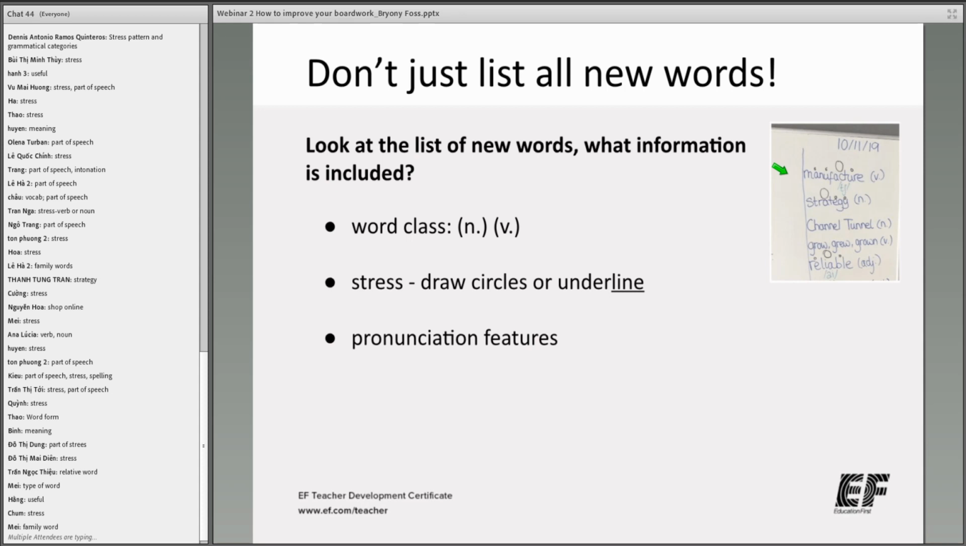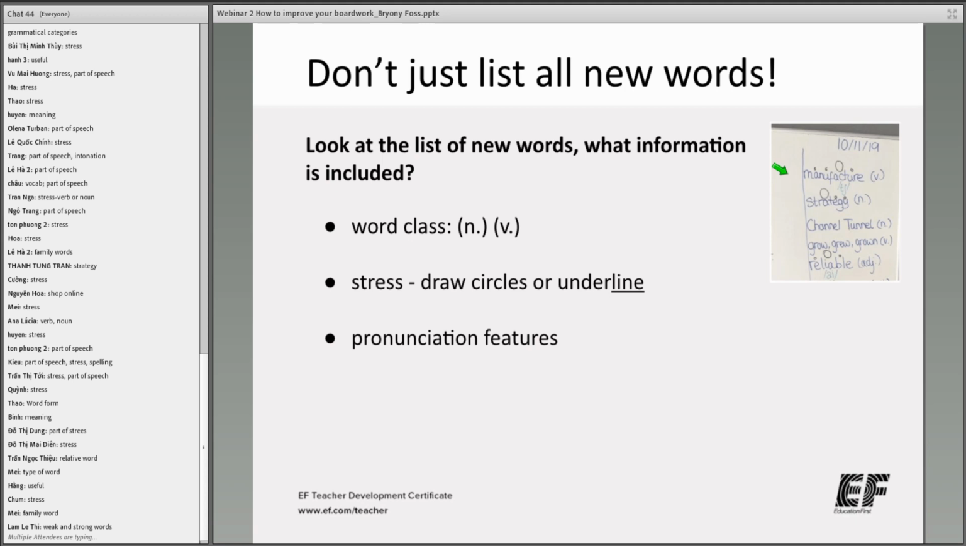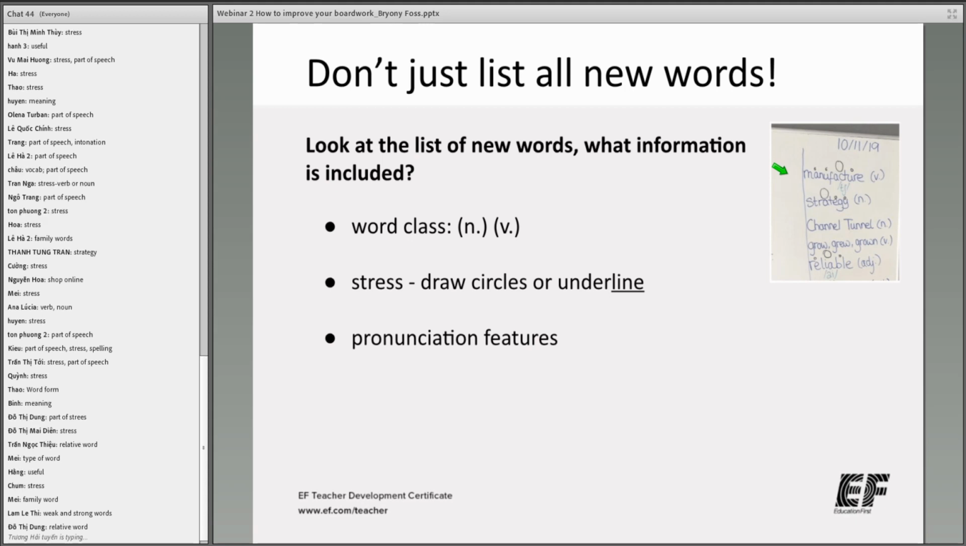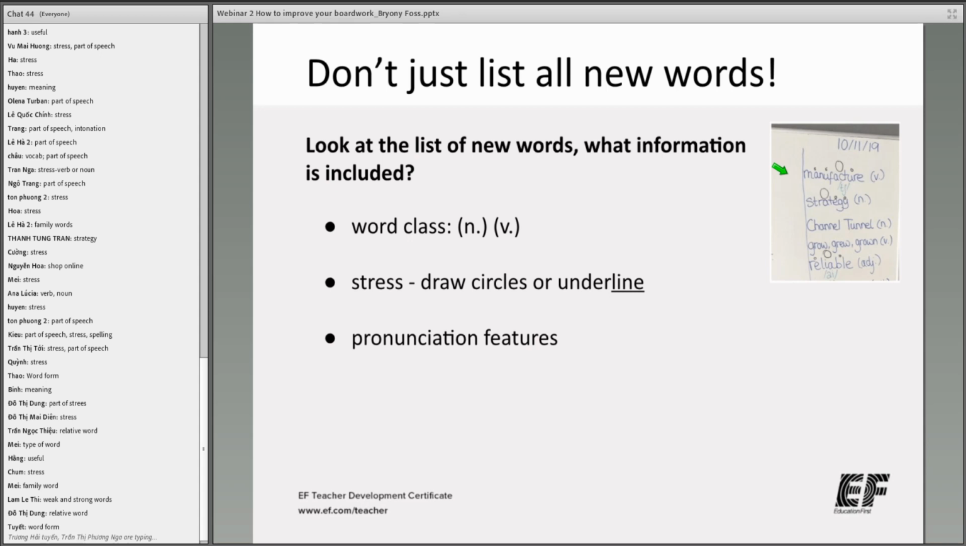When I did my CELTA class, I was told always include the word class. It helps students know when they can use a word in a sentence. If something is a verb, if something is a noun, it gives them an idea of how they can use it.